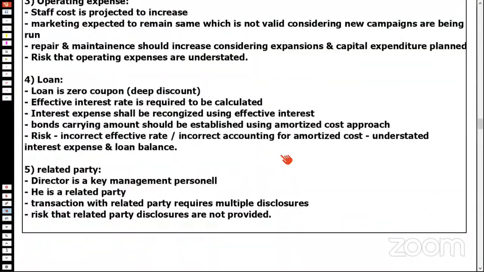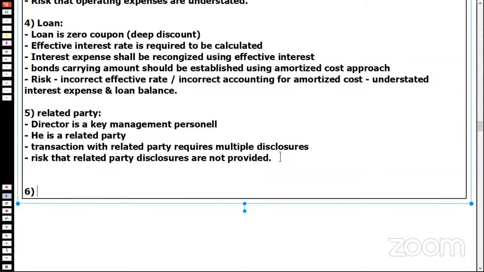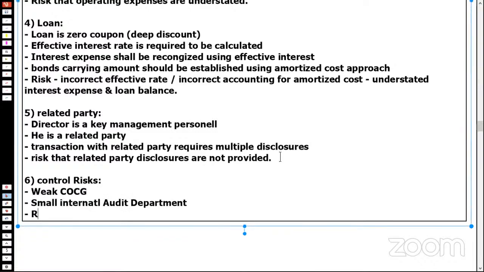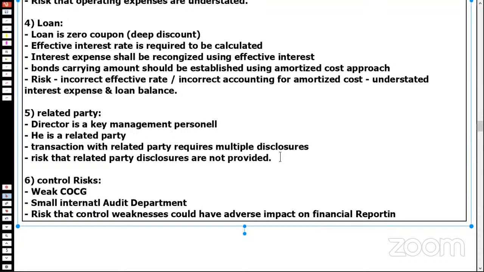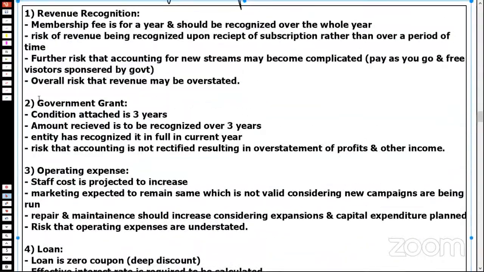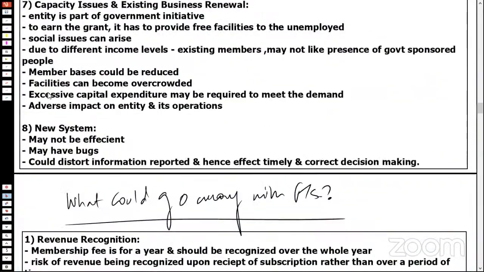What could happen is that you could say the control risks: weak code of corporate governance, a small internal audit department. There could be the risk that control weaknesses could have an adverse impact on financial reporting information. So when you have weak code of corporate governance requirements and weak internal control, ultimately this could have an impact on the financial statements.